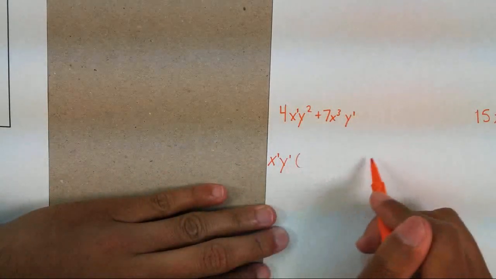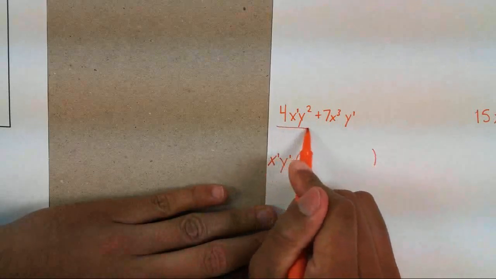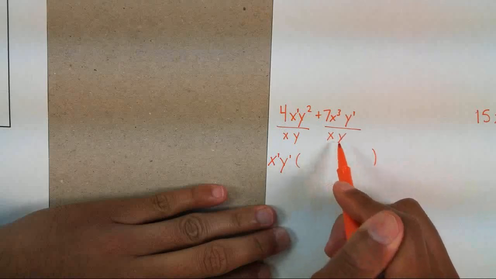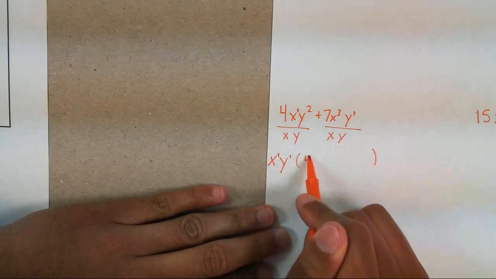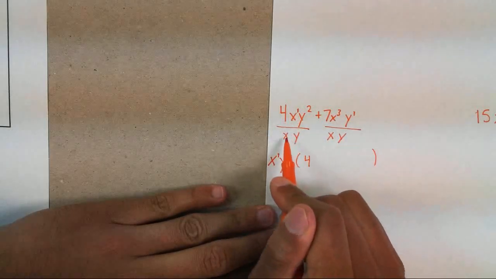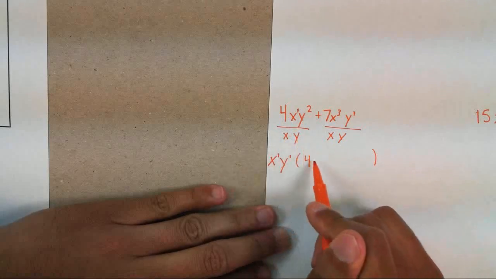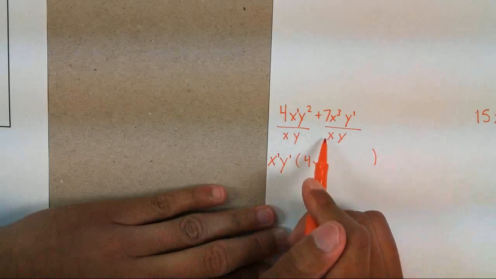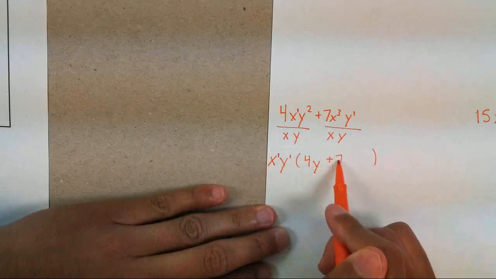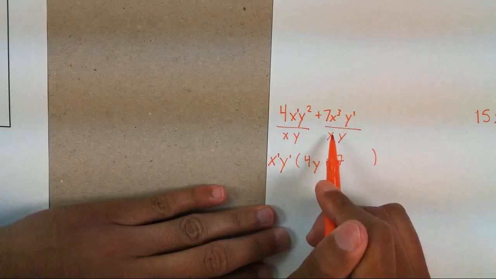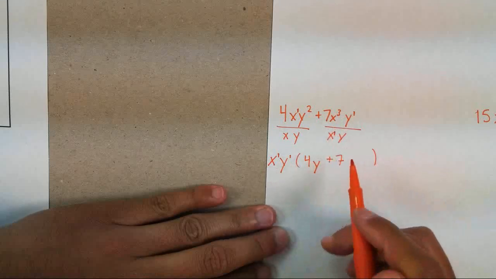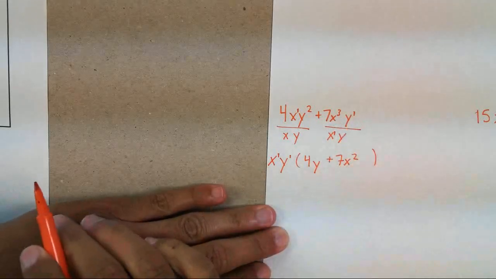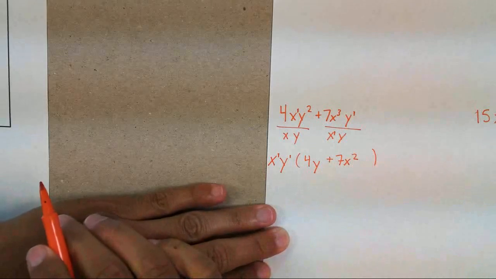So what I now have to do is figure out what goes on the inside. So I'm going to put xy underneath. Then you're just going to divide. 4 over 1 will give me 4. x to the 1 over x to the 1 cancels out. y squared over y will give me just y. Then work on the second half. 7 over imaginary 1 will just give me 7. x cubed over x, subtract them. 3 minus 1 will give us x squared. y to the 1 over y just gives me 7x squared.